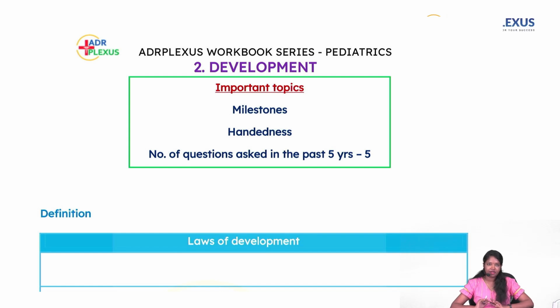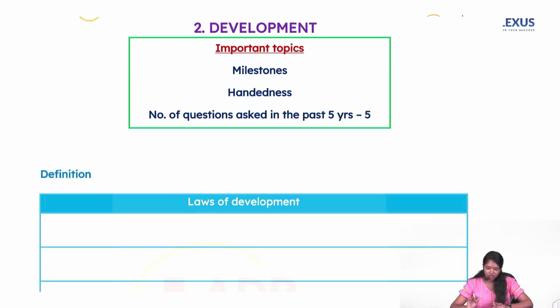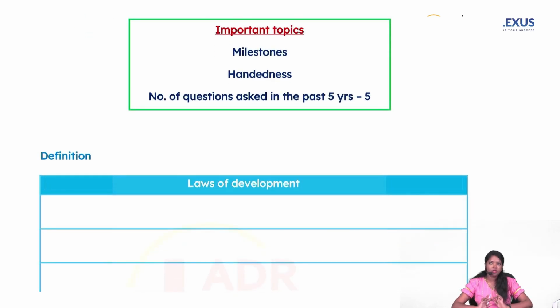The next chapter we're going to see is development. Okay, fine. So development is another important chapter in pediatrics. Growth, I told you the important aspects of growth, why it is important. Now, what is development?